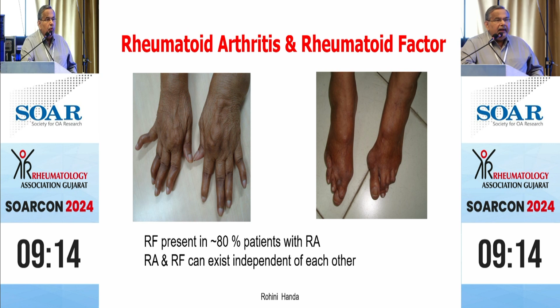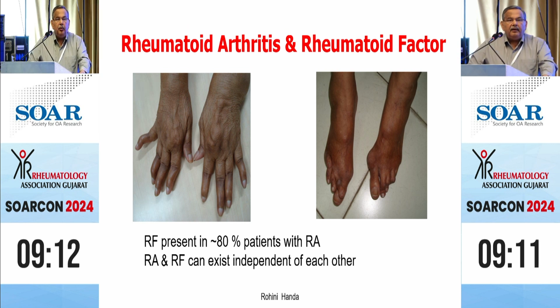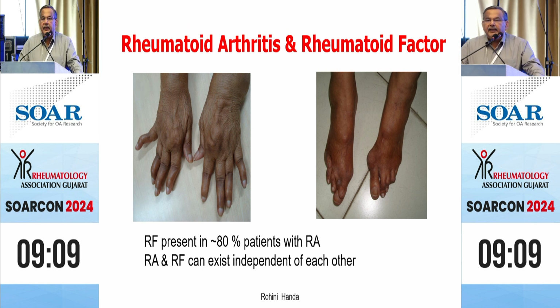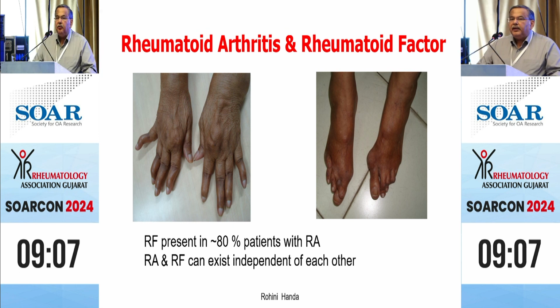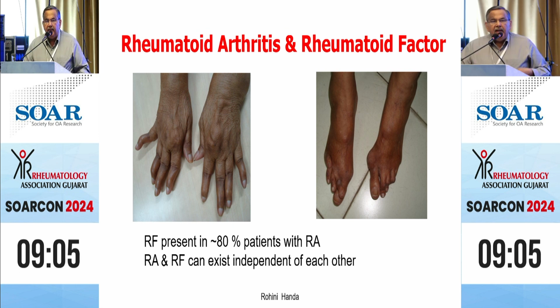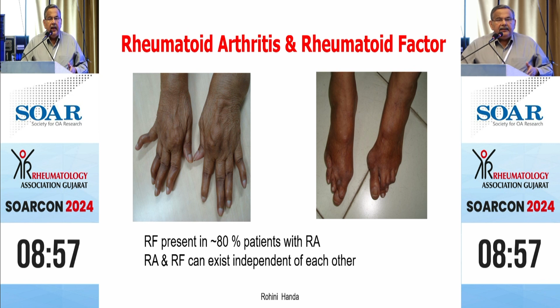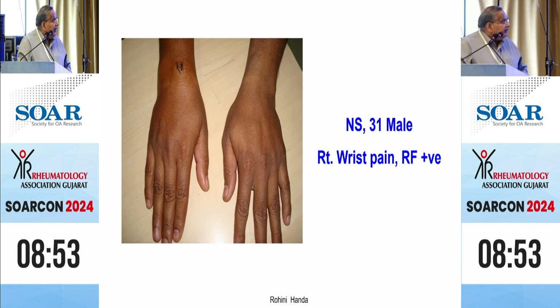Conversely, you could have several situations where you have rheumatoid factor positivity and the patient does not have rheumatoid arthritis. So this is an iteration of the well-known fact that you can have seronegative rheumatoid arthritis, and conversely, the mere presence of rheumatoid factor does not mean rheumatoid arthritis.